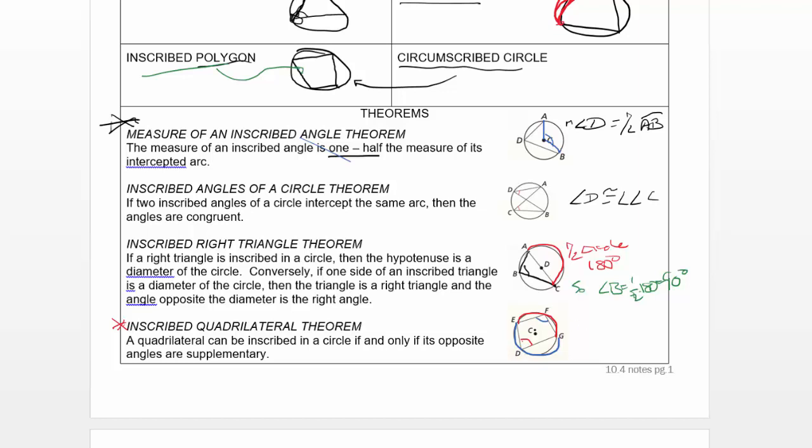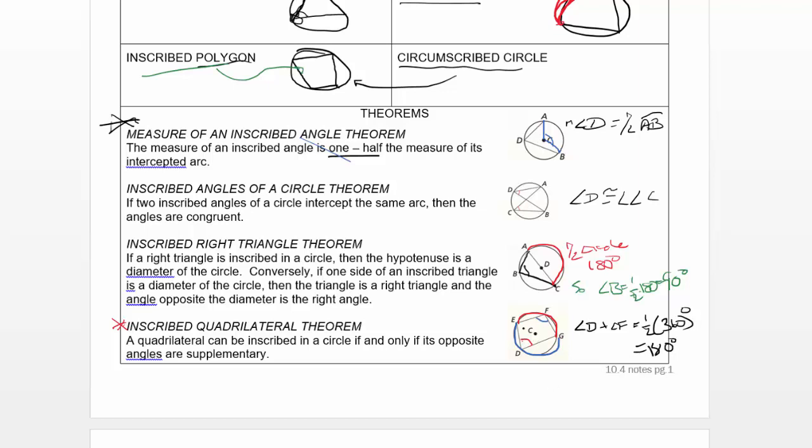Inscribed angles are half of their arc measures. If you put these two arcs together, you get the full circle, or you get 360. So these angles should add up to half of that full circle. Or if you take angle D and add it with angle F, you should get half of a full circle. Again, because inscribed angles are half of their arcs, and half of 360 is 180.